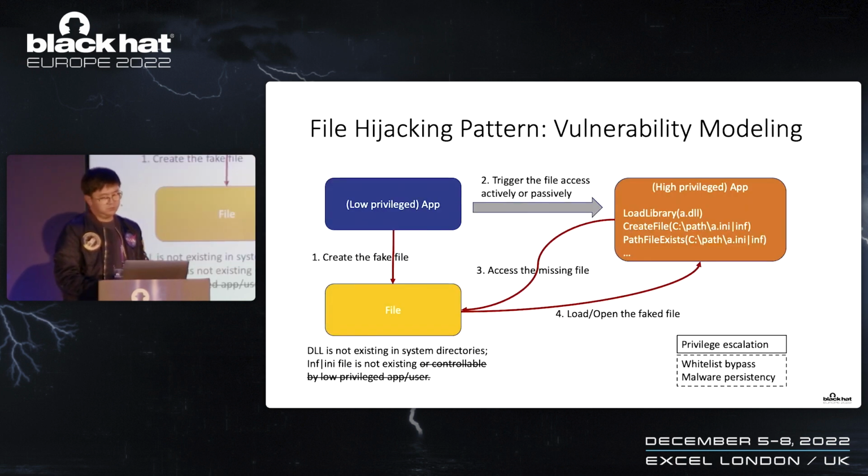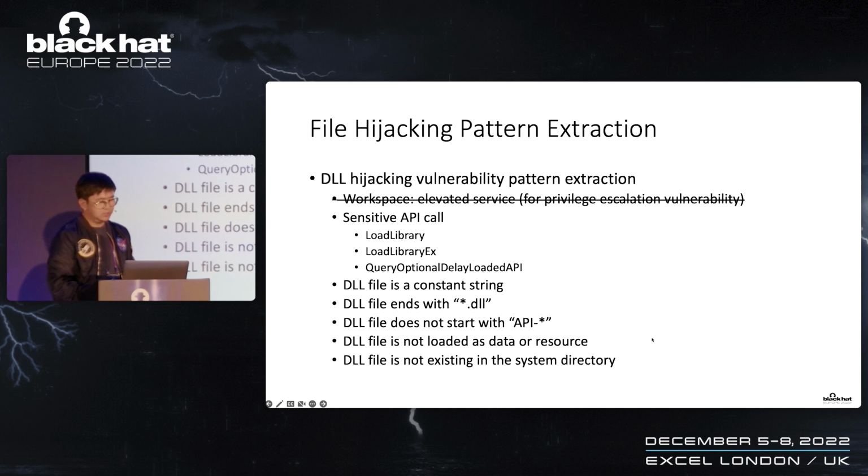It's straightforward to abstract the vulnerability model for the file hijacking pattern. You can see, firstly, create a fake file, trigger the file access, and a high privilege application accesses the missing file and loads or opens the fake file, which will lead to privilege escalation, whitelist bypass, etc. Based on that, we can extract the classical DLL hijacking vulnerability pattern. We will firstly search sensitive API calls such as LoadLibraryEx, and QueryOptionalDelayLoaded API, which is less recognized but can also lead to DLL hijacking vulnerabilities.